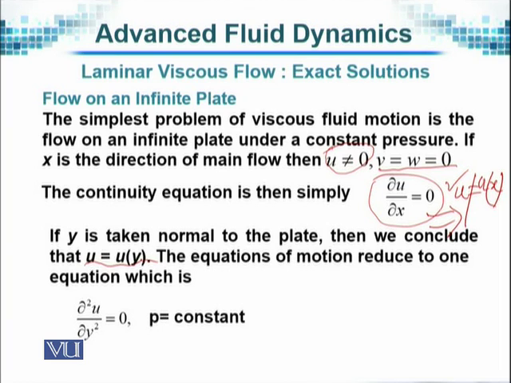Then we come to the other parts, the x and y components of the Navier-Stokes equation, and from this, since du by dx, the partial derivative with respect to x, is zero, therefore the partial derivative only of y, d2u by dy2, will be zero. All other terms will vanish, and pressure P will be some constant.